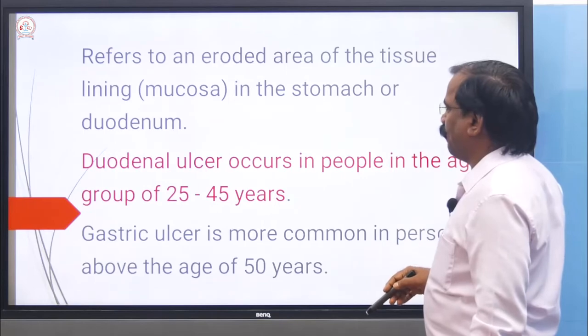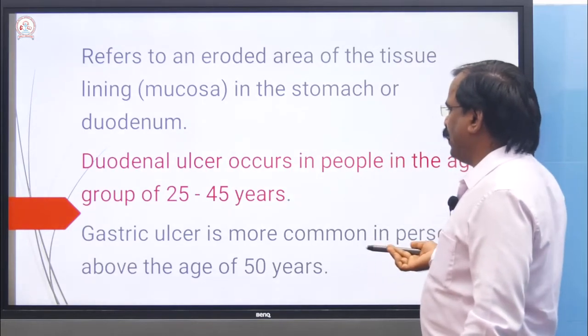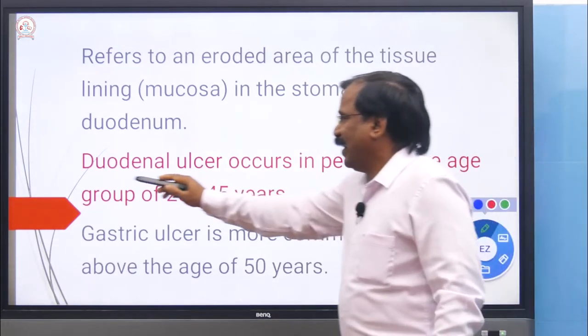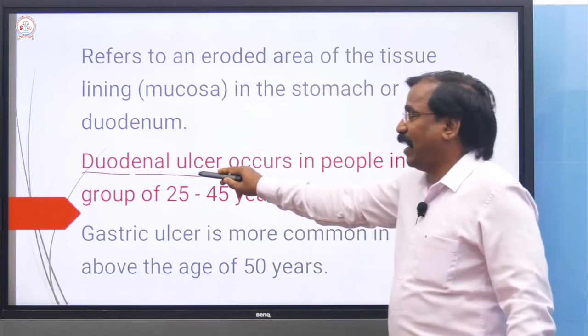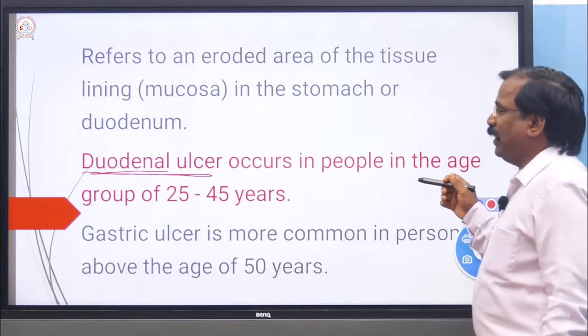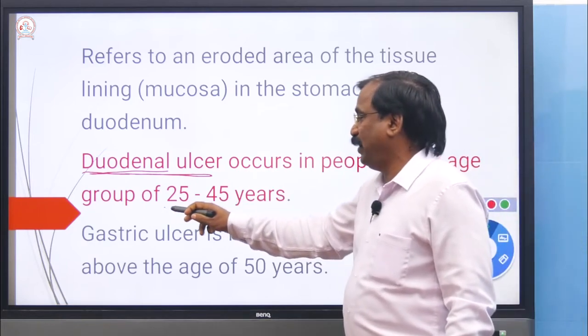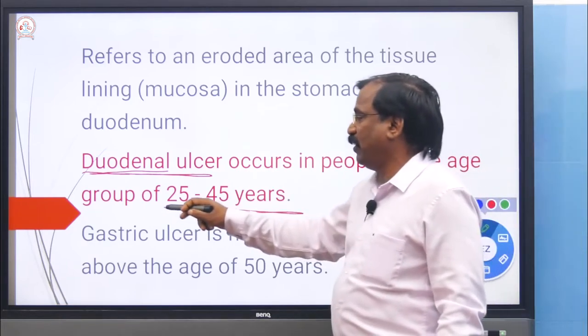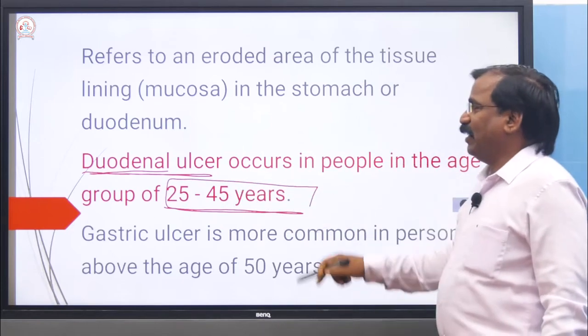Peptic ulcer, also duodenum. Listen, very important. Damage in the duodenal region is a duodenal ulcer. It is common in the age group of 20 to 45 years of people.